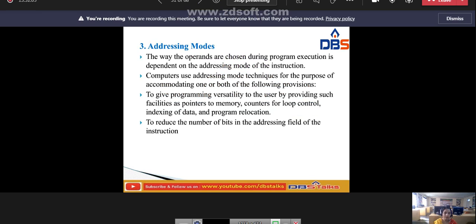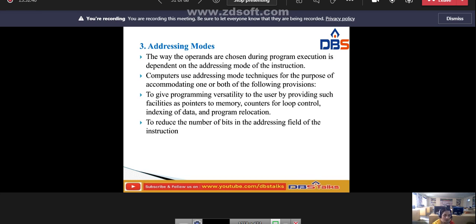The way the operands are chosen during program execution depends on the addressing mode of the instruction. Operands are letters like A, B, C, D, or values like 3 and 4, combined using operators in the middle. That is called the operands. The way the operands are chosen during the program execution depends on the addressing modes of the instructions.